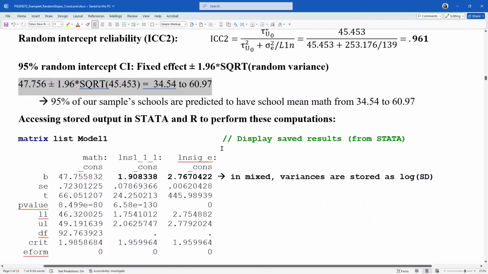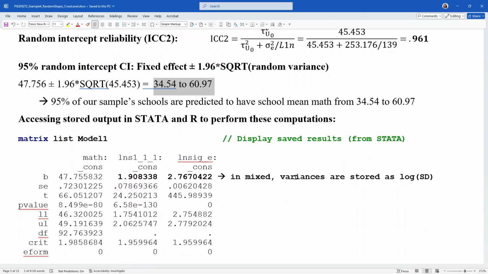The 95% random effect confidence interval is another thing we can compute. In general, for a random effect CI, it's the fixed effect plus or minus whatever z value goes with your level of confidence. If you're not using denominator degrees of freedom, it's just 1.96 for 95%. And then the square root of the variance that goes with it. So this part is roughly plus or minus 2 standard deviations, given the random effect. So in our example, this indicates about 95% of our schools have mean math somewhere between about 35 and 61. Where did you acquire the 47.756?